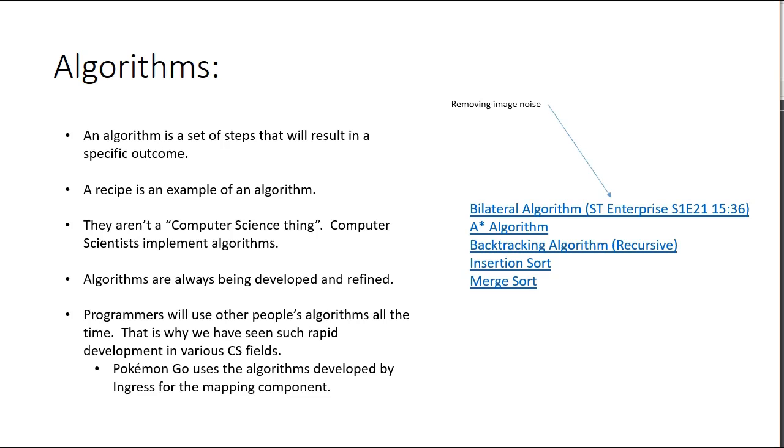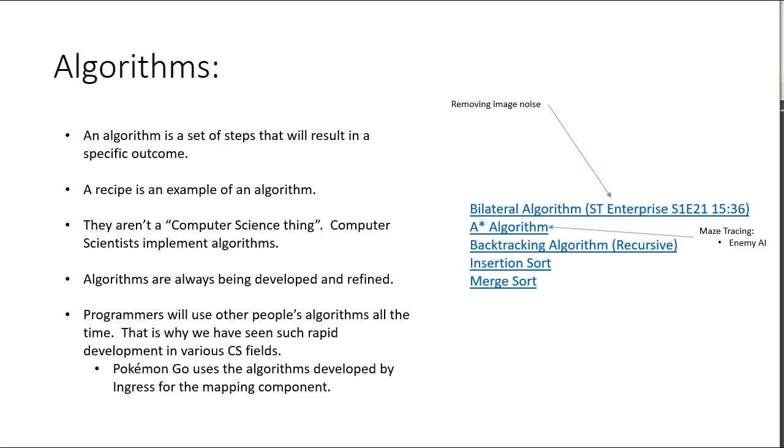But there's a bilateral algorithm. I actually heard about this one when I was watching Star Trek Enterprise, Season 1, Episode 21 at 15 minutes and 36 seconds, if you're interested. I heard them talking about it, and I did a little searching about it, and it turns out the bilateral algorithm is used for removing the noise in images. So it's used for cleaning up pictures. That's one of the reasons why I love Star Trek. There's some real science in there. They just ignore some properties of real physics.